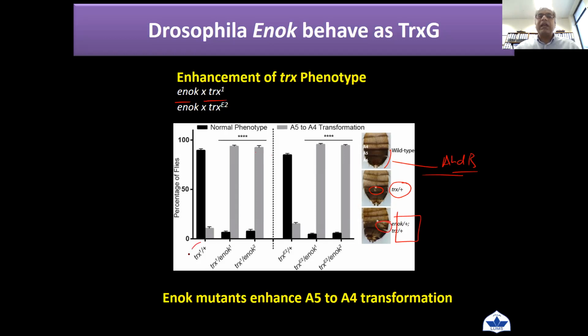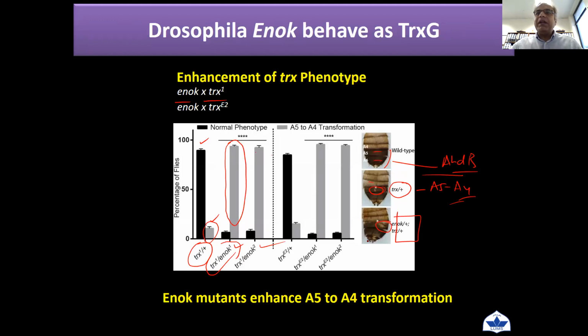And this is the quantification. So trithorax heterozygous alone, normal flies, and then the A5, so we call this segment A5, A6. When you see loss of pigmentation, similar to this one, this is called A5 to A4 transformation. A5 to A4 transformation in trithorax alone is less, but when you have trithorax over Enoch, Enoch strongly enhances the A4 to A5 transformation. And it's true for both the alleles, Enoch 1 and Enoch 2.